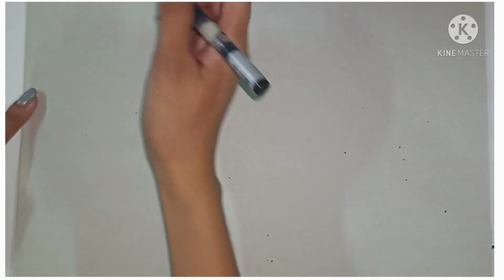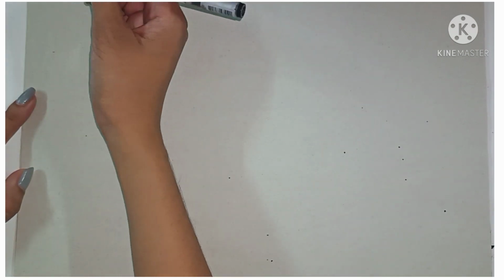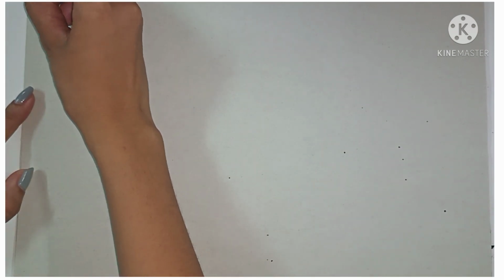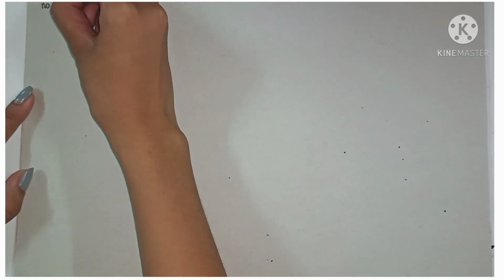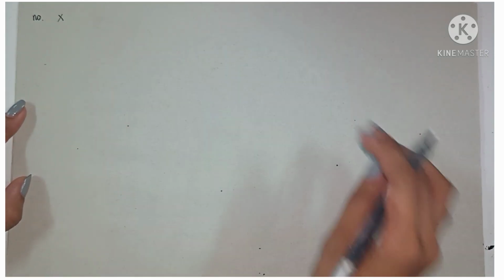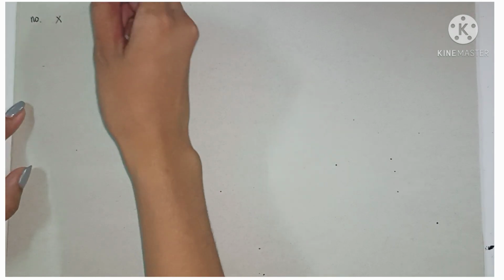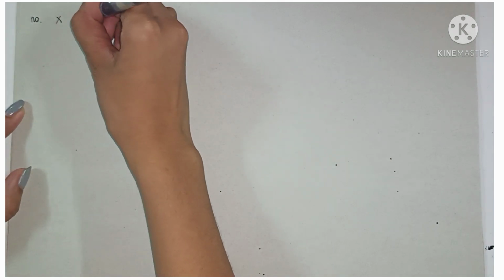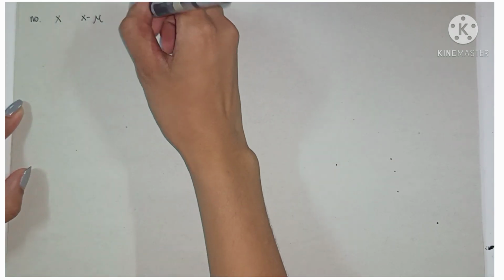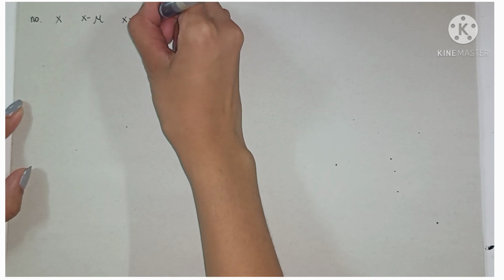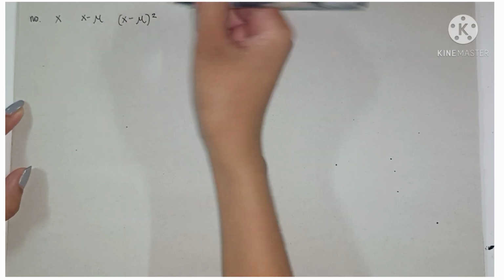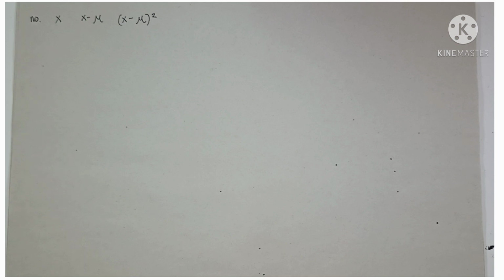So to solve for the mean, variance, and SD of a population, kailangan natin ulit ng table. Okay? So, ano-ano yung kailangan natin sa table? The value of our x. So, yung value ng x natin. And x minus mu. And the other is x minus mu squared. Okay? So, next.